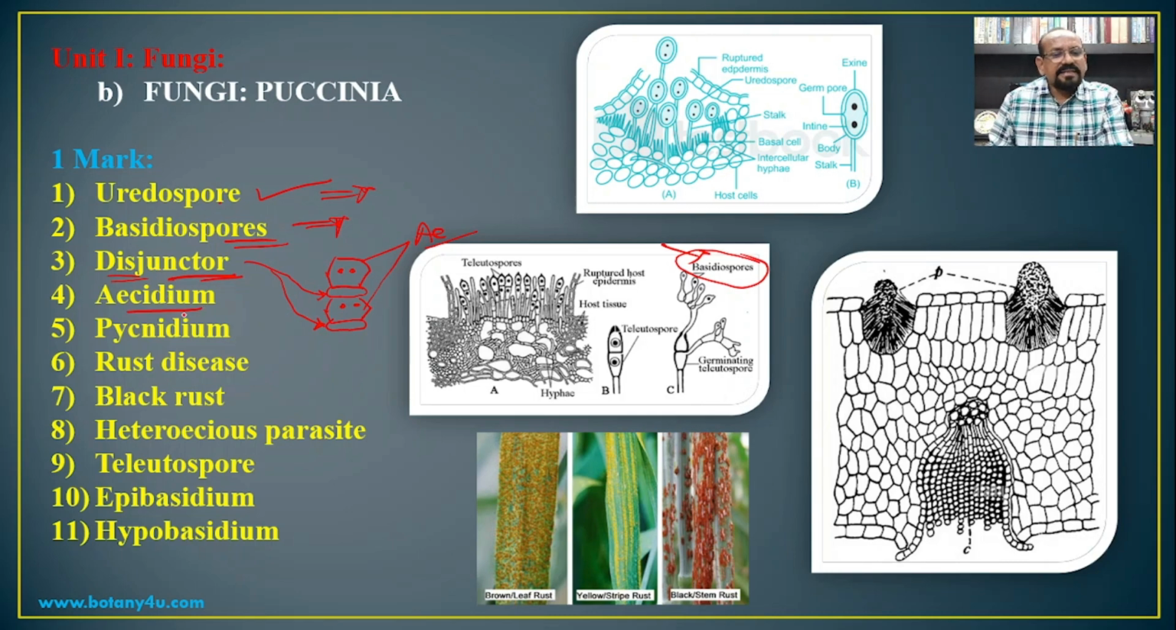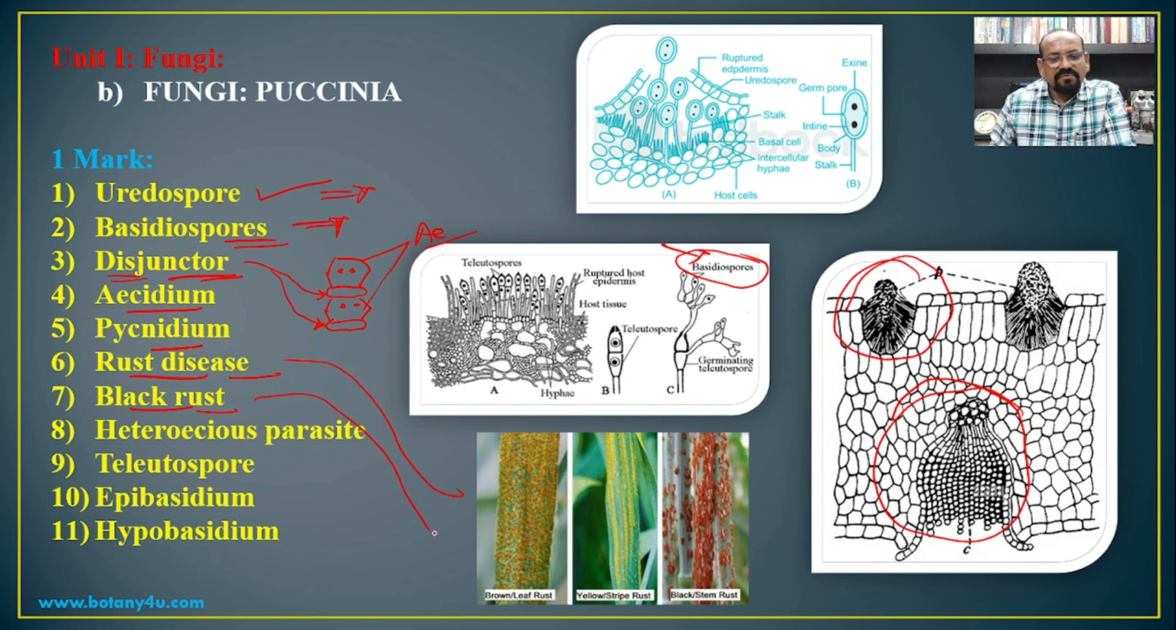Then aecium or pycnidium. This cup-like structure which is present on the ventral side of the barberry leaf is known as the aecium, and this cup-like structure which is present on the dorsal side of the barberry leaf is known as the pycnidial cup or the pycnidium. Then rust disease. Puccinia causes the disease on the wheat plant that is known as the rust disease. So rust, that is either black rust, brown rust or yellow rust.